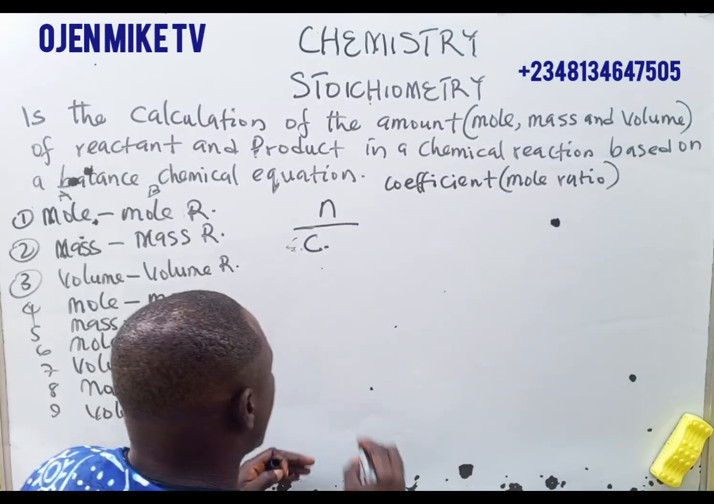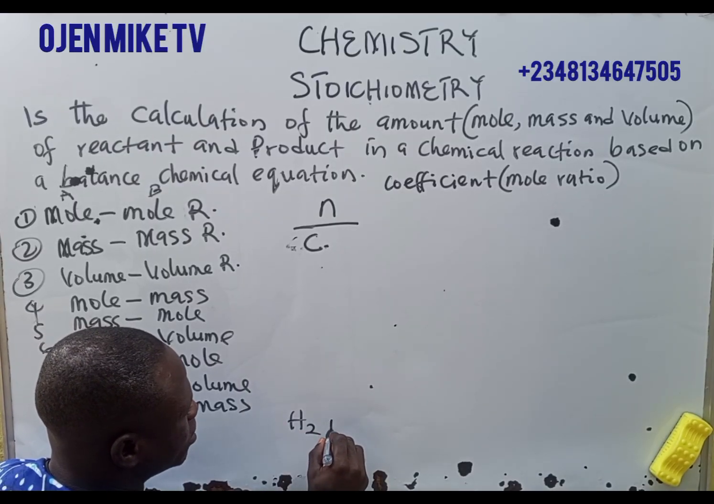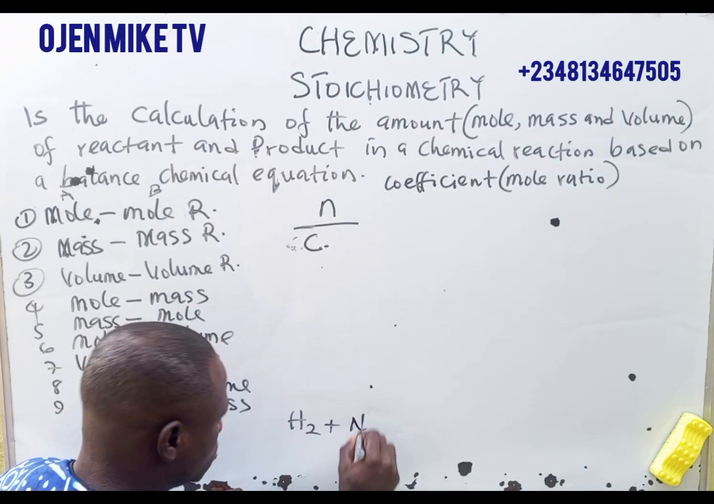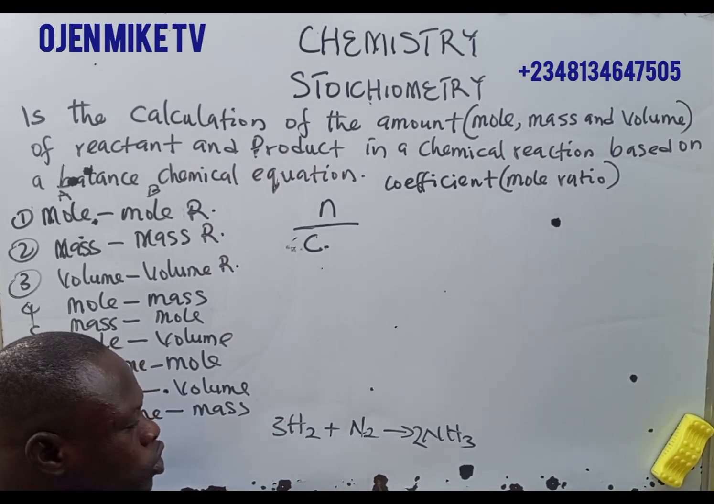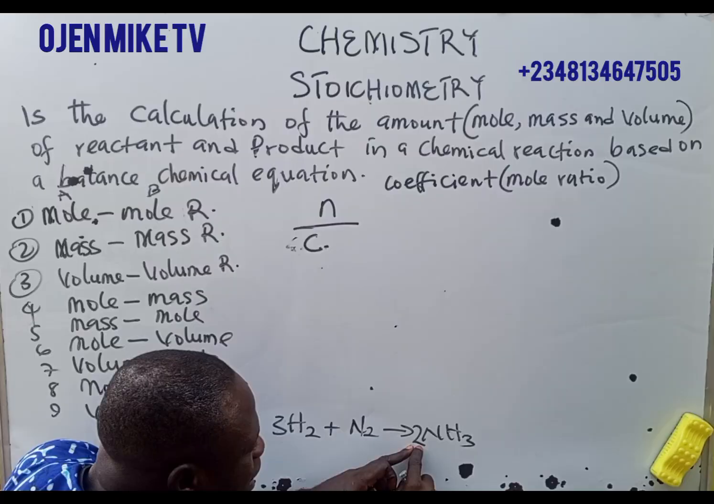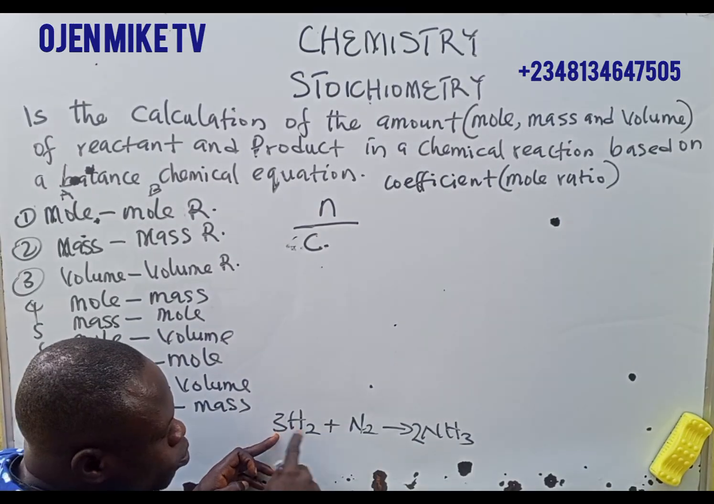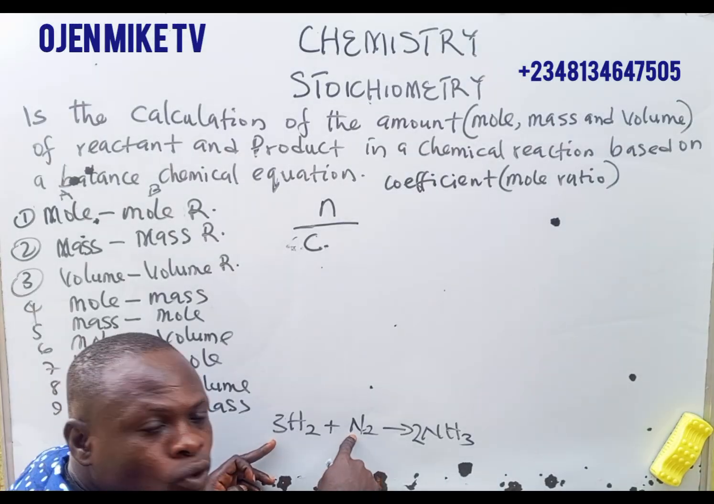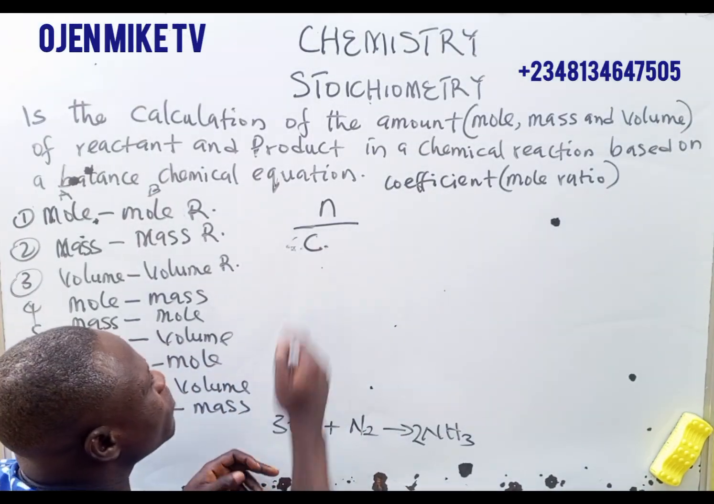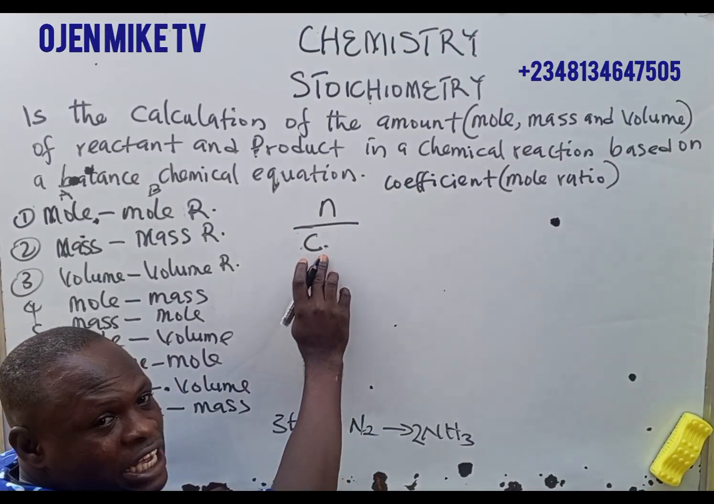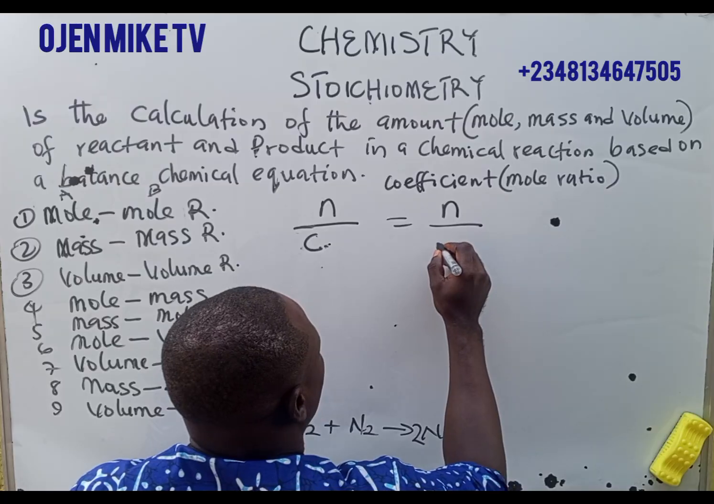For instance, you have hydrogen gas reacting with nitrogen. Now this is what we call coefficient, the number in front here. Ammonia has 2 moles, hydrogen has 3 moles, nitrogen has 1 mole. This is what we call mole ratio, so it is called coefficient. I'm going to abbreviate it as C. So it equals n over C.